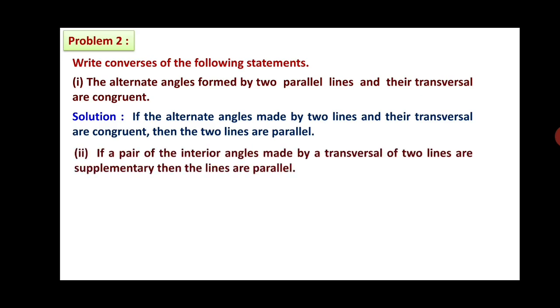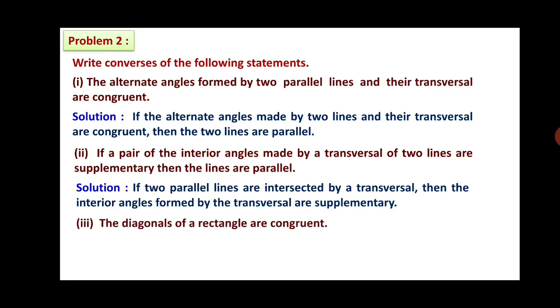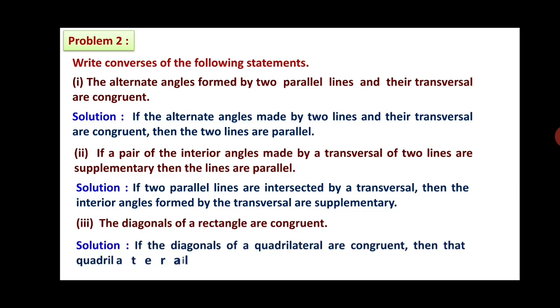Second, if a pair of interior angles made by a transversal of two lines are supplementary, then the lines are parallel. See, the converse will be, if two parallel lines are intersected by a transversal, then the interior angles formed by the transversal are supplementary. Last one, the diagonals of a rectangle are congruent. The converse will be, if the diagonals of a quadrilateral are congruent, then that quadrilateral is a rectangle.